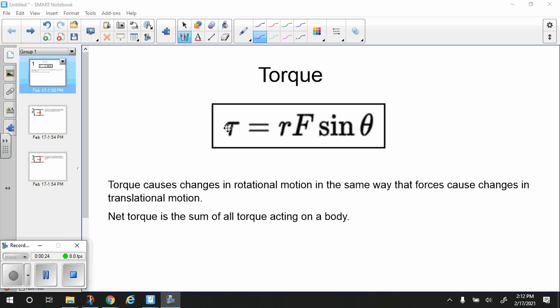The symbol for torque is a tau. It's a Greek symbol. And torques cause changes in rotational motion, just like forces cause changes in linear motion. The net torque is the sum of all torques acting on a body. So that's what we're going to practice doing today.